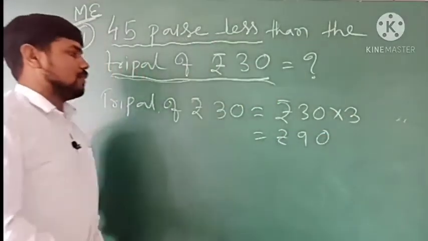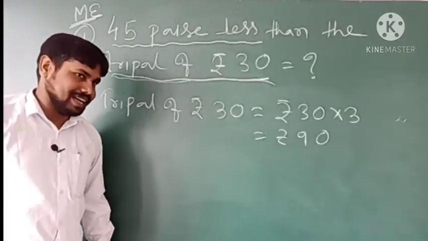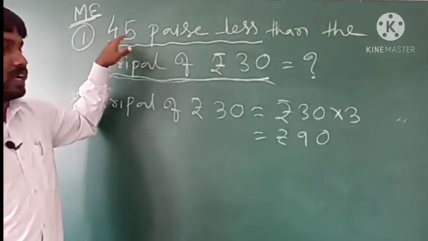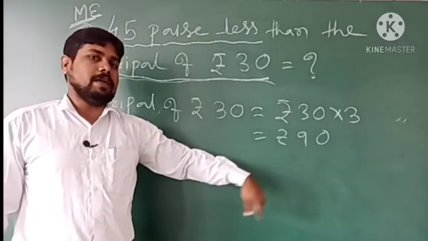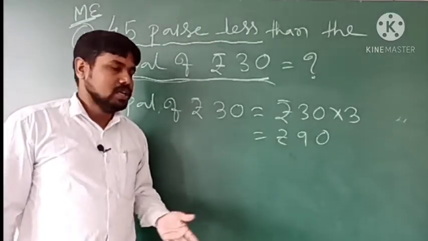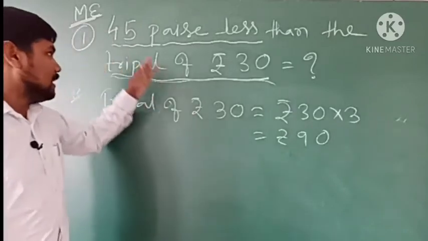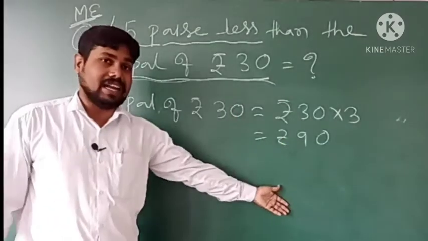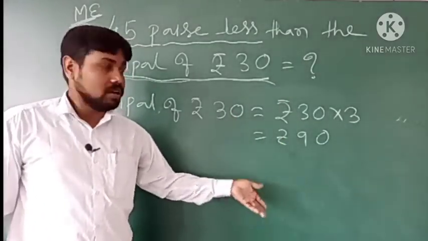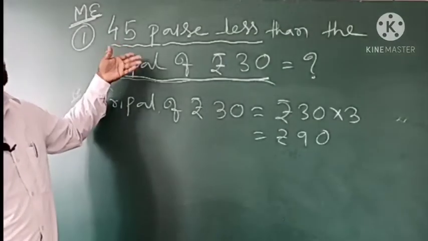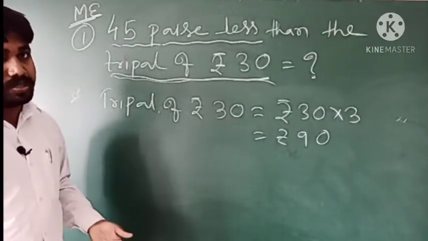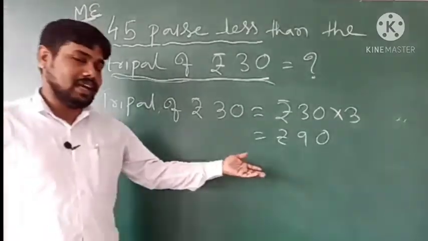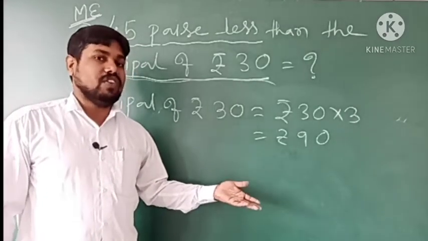So triple of 30 rupees is rupees 90, and now it is asking 45 paise less than that. So 45 paise, first you can convert that into rupees so that you can subtract easily, or very simply you can just check it out. If 45 paise less than 90 means 89 rupees, and the rest of it, 45 plus how much is equal to 100. From 100 paise you have to subtract 45, and whatever that will be is the required answer, right? 55, right? So 89 rupees and 55 paise directly if you do.